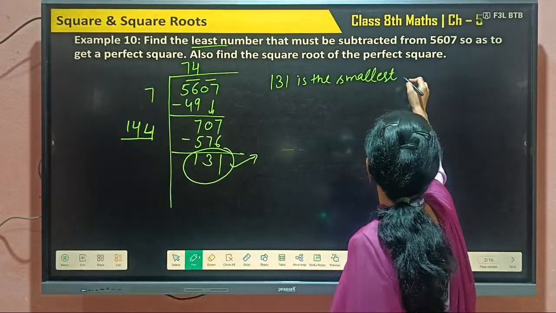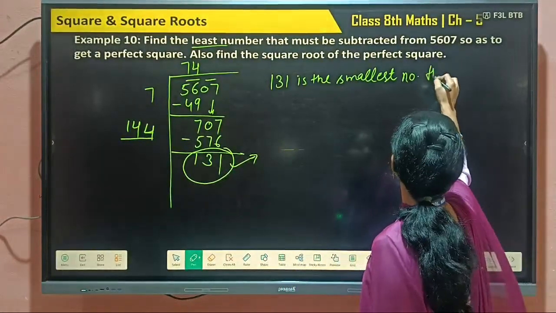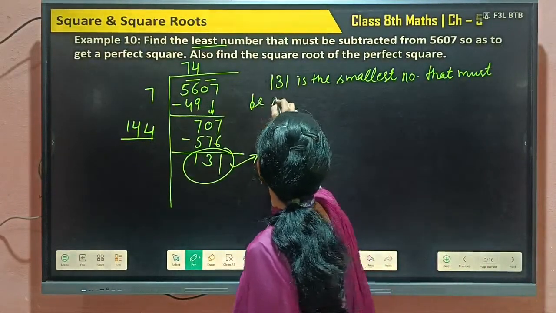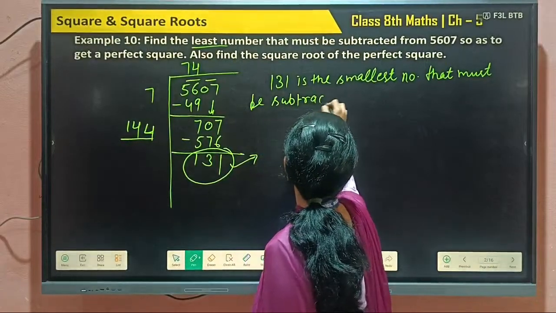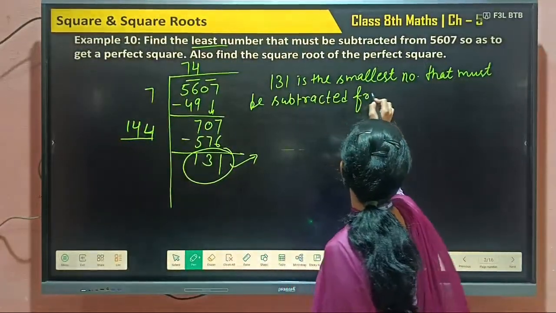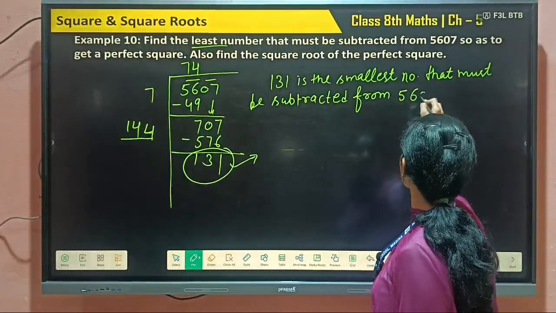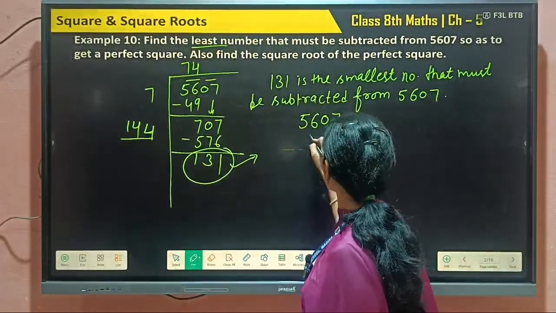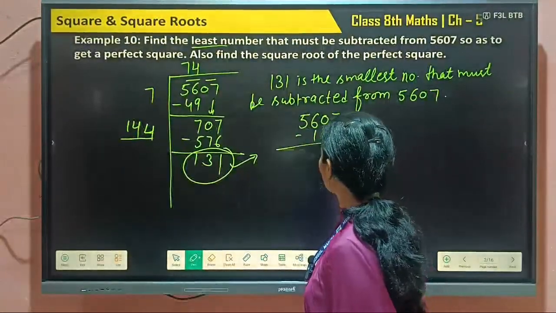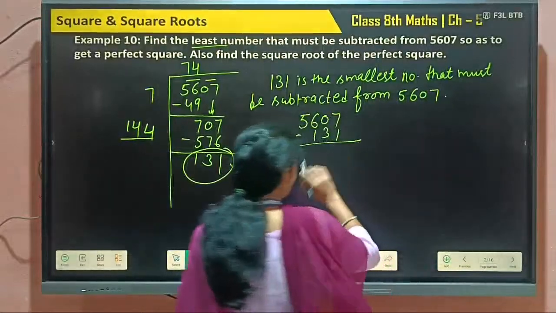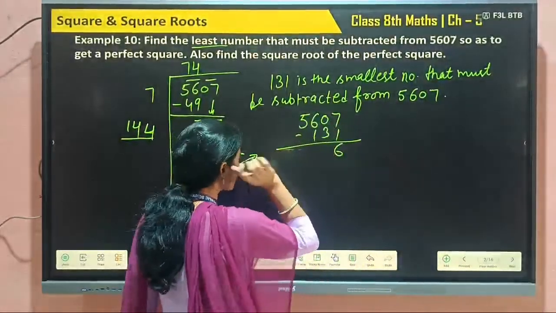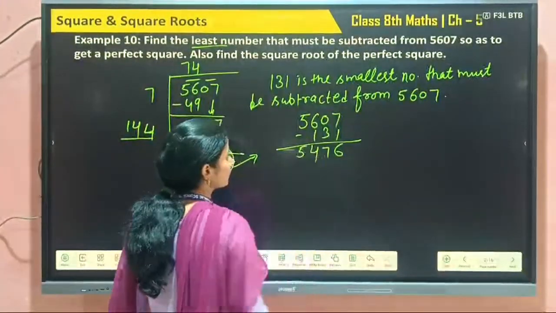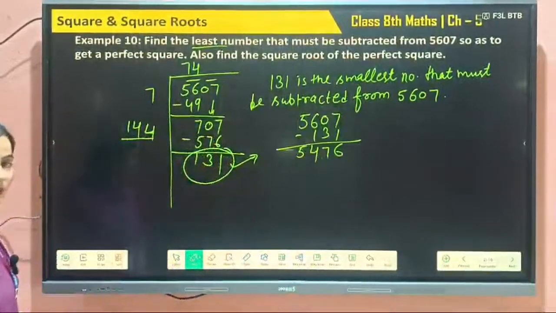smallest number that must be subtracted from 5607. Now subtract 131 from 5607. 7 minus 1 is 6, 10 minus 3 is 7, 5 minus 1 is 4, and then there is 5. The answer is 5476.